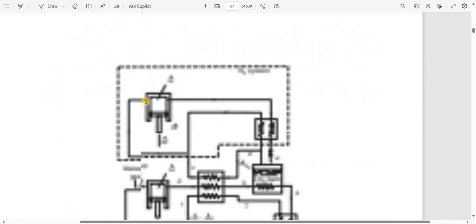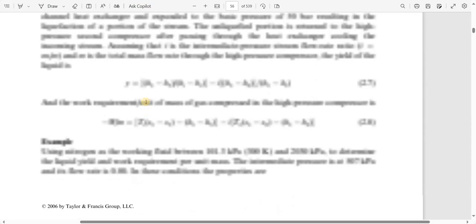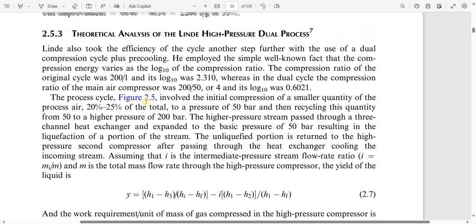Okay, there is another figure here. It's like this. We'll have a look at it. Okay, this we will look at properly.